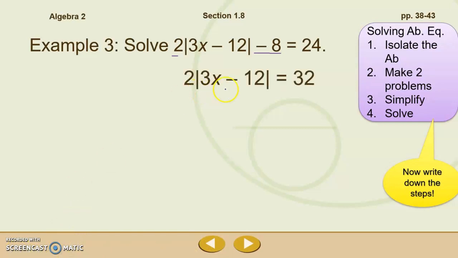So first, let's add 8 to eliminate the 8 here. And whatever we do on one side to keep it balanced, we need to do on the other side. My next step is to divide by 2 to eliminate the times 2 here. And whatever we do on one side, we do to the other. That gets us the absolute value of 3x minus 12 equals 16. Now we can go on to step 2.